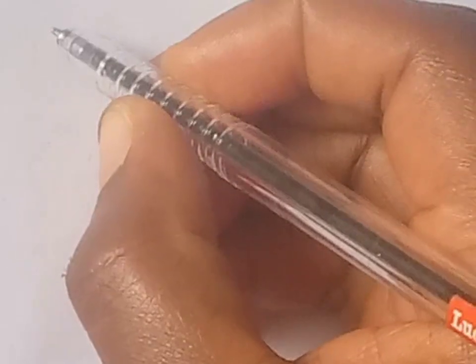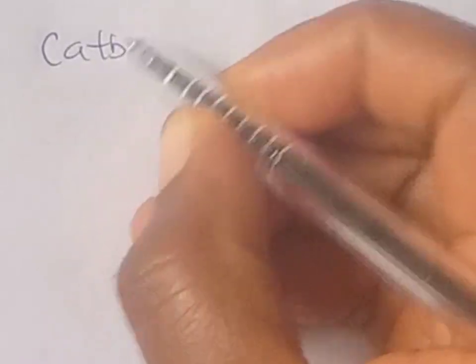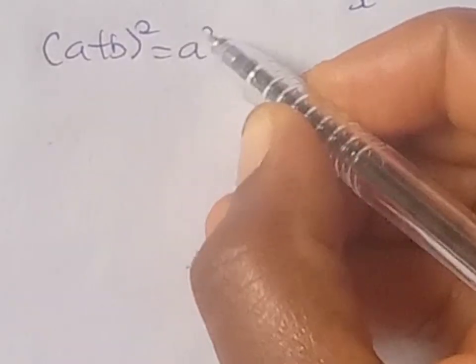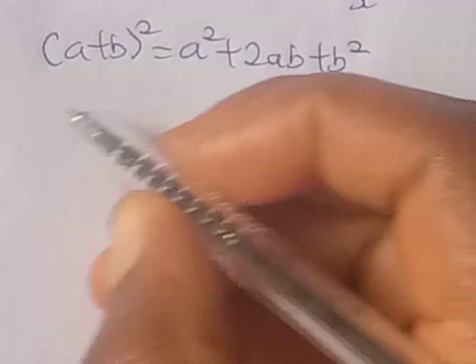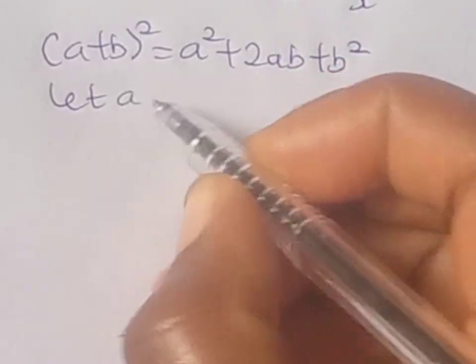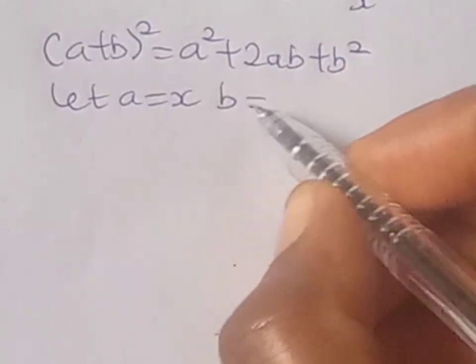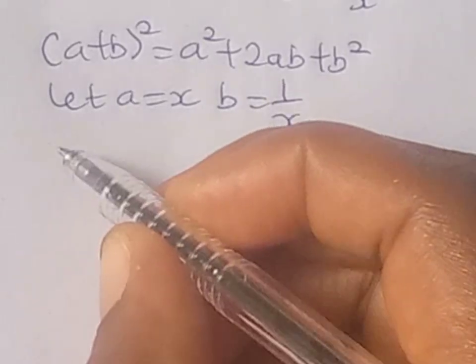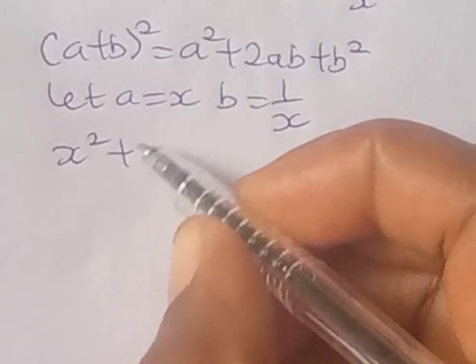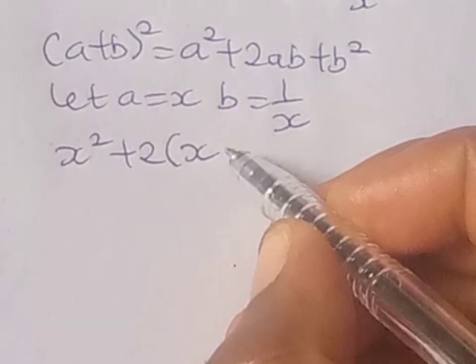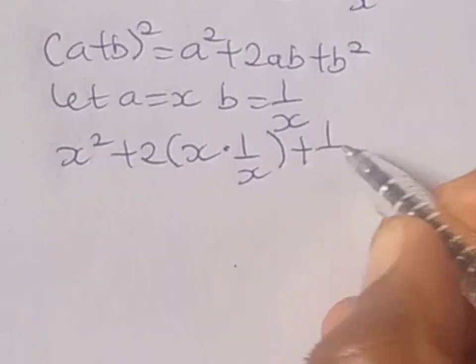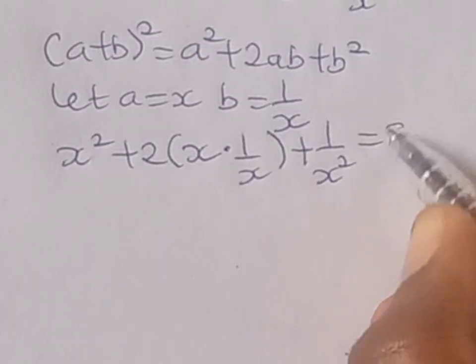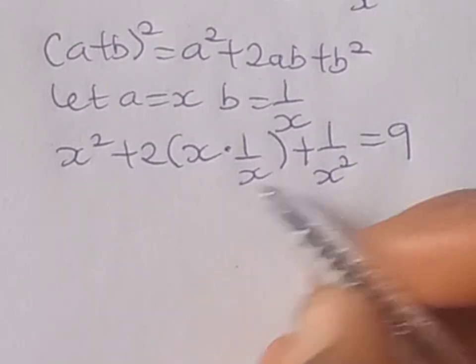Let's recall our algebraic identity, which says (a plus b) all squared equals a squared plus 2ab plus b squared. Now, let's represent our a with x and our b with 1 over x. So, x squared plus 2 times (x multiplied by 1 over x) plus 1 over x squared equals 9. Now let's simplify this.